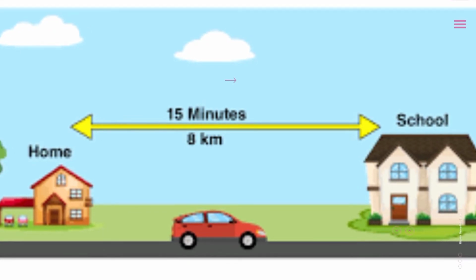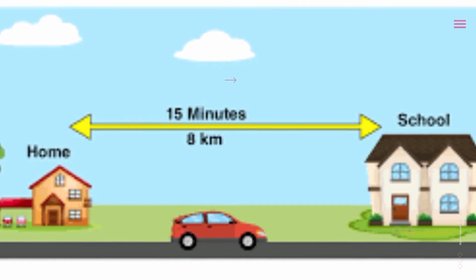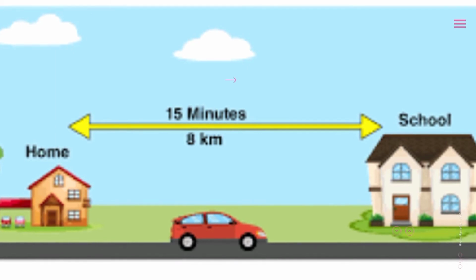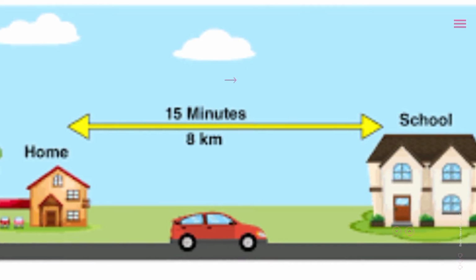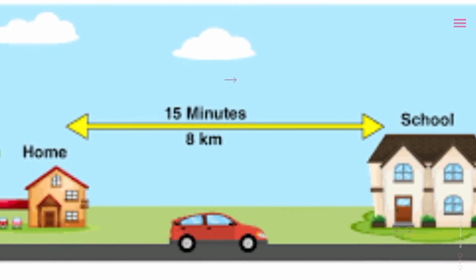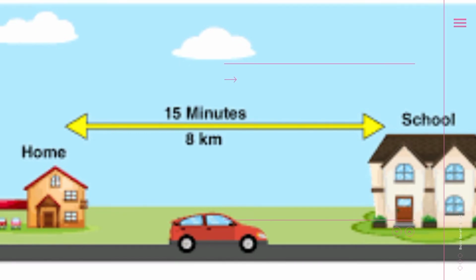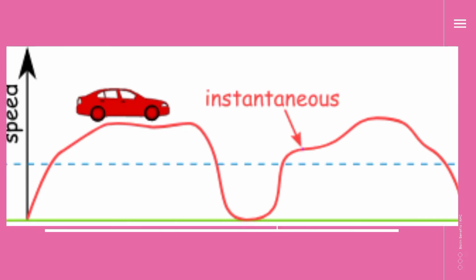Let's talk about distance. Distance is simply how far a body has traveled without reference to its direction. For example, a body travels 8 kilometers, that's distance. It may be in 15 minutes, 10 minutes, as the case may be, without a specified direction.